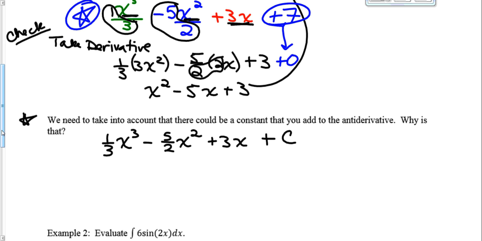I acknowledge there could be a constant there. There doesn't have to be a constant there, but there could be one there. So I need to put that plus c at the end to say there might be something here, but I have no idea what it is. So this is just acknowledging that. So every time you do an antiderivative, you need to have this constant plus c.